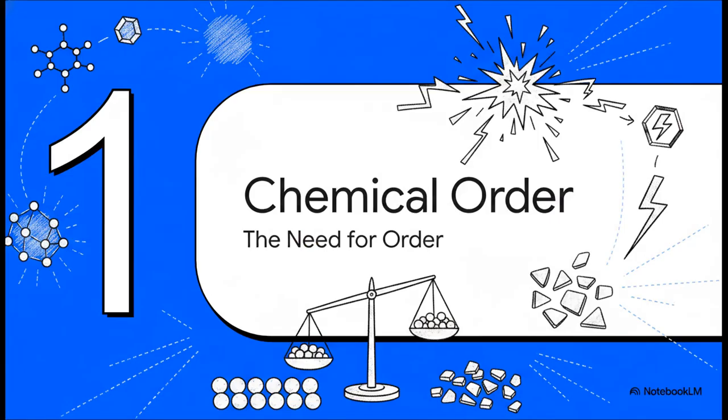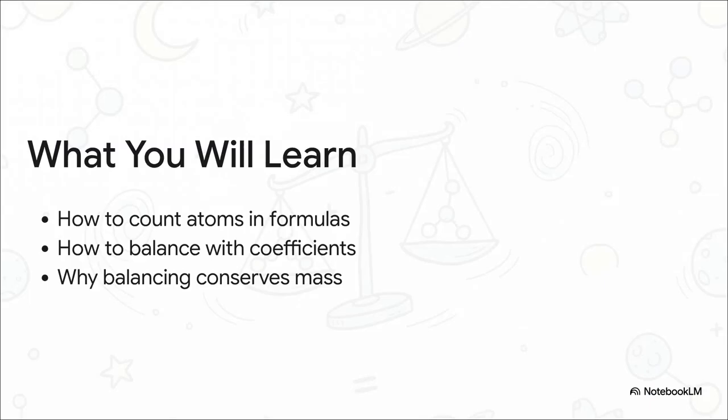All right, let's jump into Section 1, the need for chemical order. Like I mentioned, chemical equations are the actual sentences of the chemistry language. If an equation is unbalanced, it's basically a chaotic, broken sentence. It just doesn't reflect reality. So, how do we actually bring that order? Well, here is what you are going to learn today. How to accurately count atoms within formulas, how to balance equations by adjusting coefficients, and exactly why balancing perfectly proves the absolutely incredible law of conservation of mass.